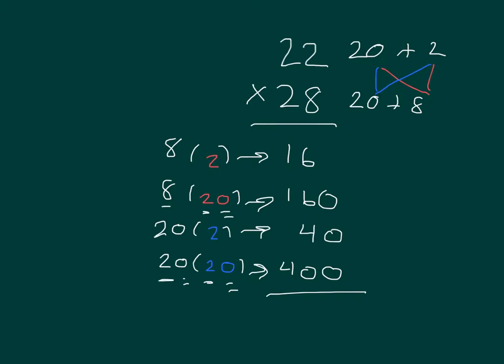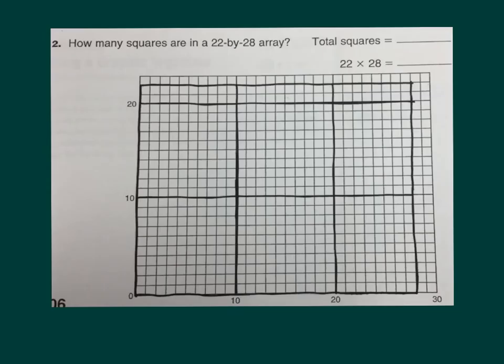Let's go ahead and add those up. So I'm going to be adding 16 plus 160 plus 40 plus 400. I got myself a total of 616. Now let's check to see if I was correct. Again, I'm going to be using my array to look for place value and total up.